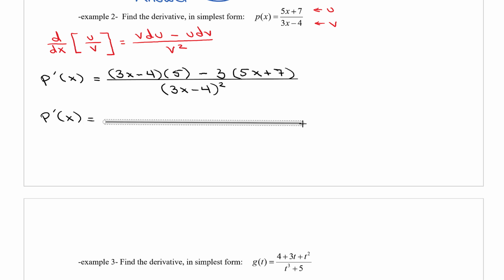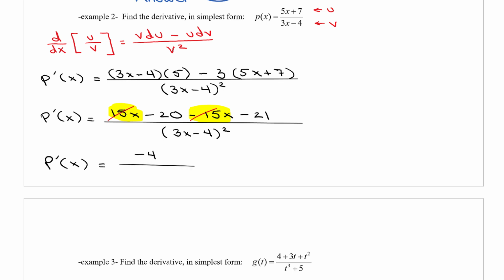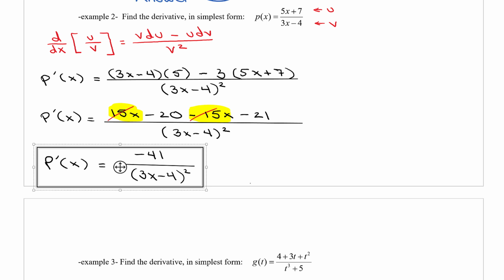If we simplify this, we will end up with p prime of x is equal to 15x minus 20 minus 15x minus 21 over 3x minus 4 quantity squared. I'm going to highlight the positive 15x and the negative 15x, and I'm going to draw red lines through them to show that I'm canceling those out because those add up to 0. Now we get p prime of x is equal to negative 41 over 3x minus 4 quantity squared, and this is going to represent my derivative function, so I'm going to go ahead and box that in.